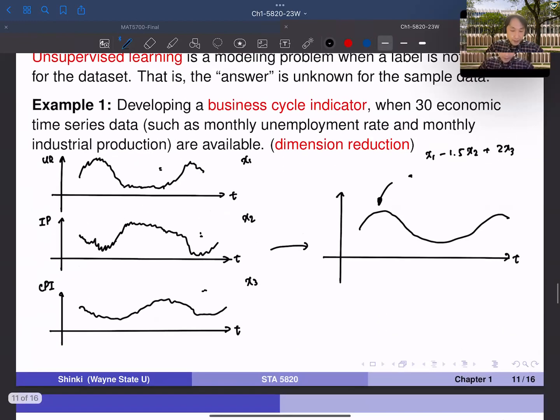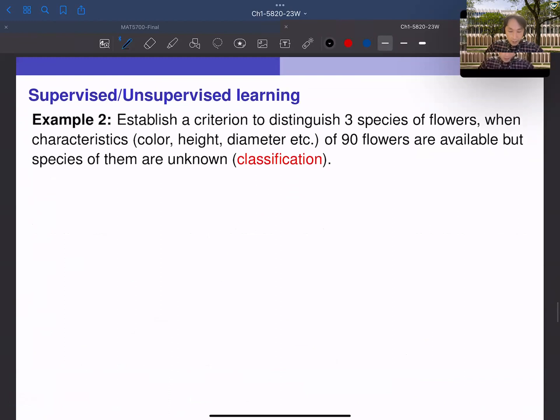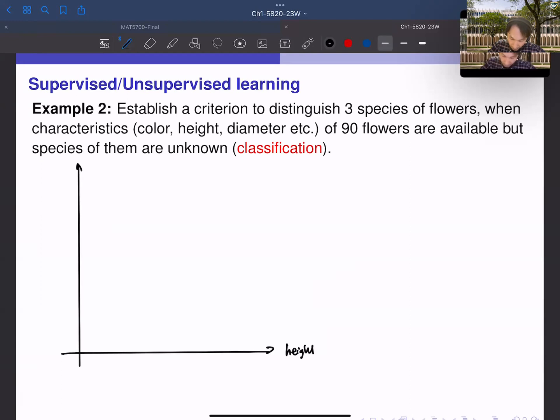Okay, so that's one example of unsupervised learning. Example 2 of unsupervised learning: establish a criterion to distinguish the 3 species of flowers when characteristics are given, but the species of them are not available. So this is similar to the classification problem before, but actually it's much more difficult because we have 2 variables, maybe height and diameter here.